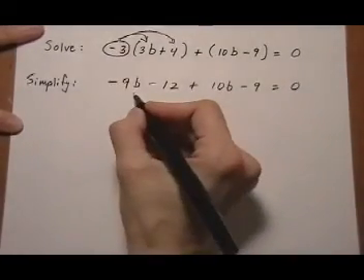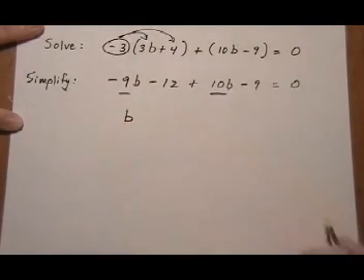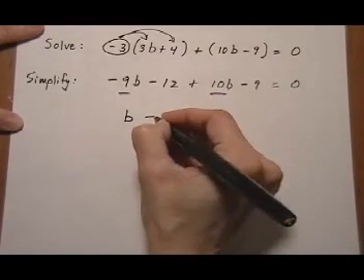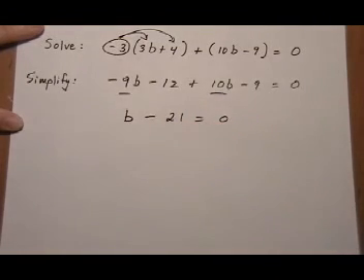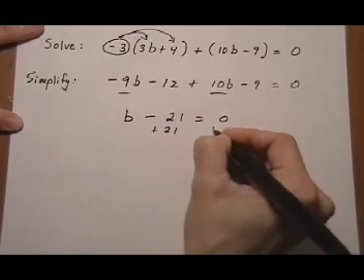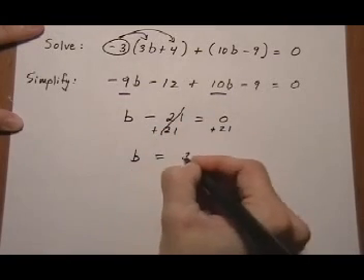Combine like terms would be our next one. So we've got those two like terms, minus 9b plus 10b, and that gives us b. And these like terms, we have minus 12, minus 9, minus 21. Bring down the equals 0. And getting b by itself, we need to do plus 21 to both sides. So b equals 21.